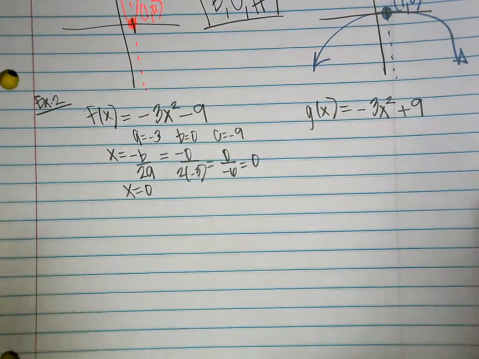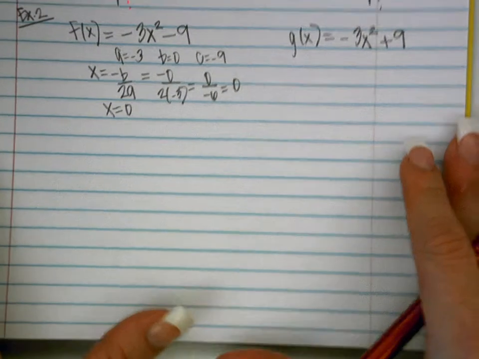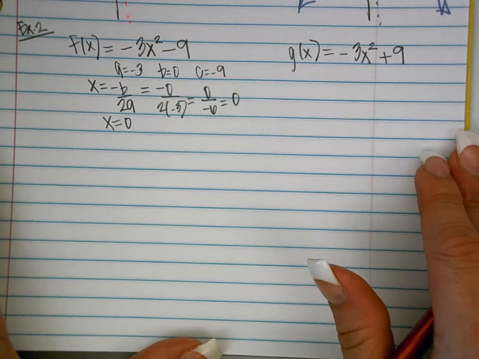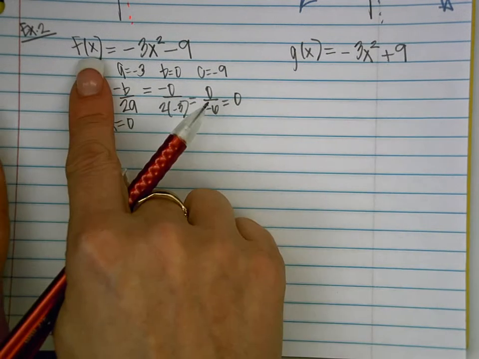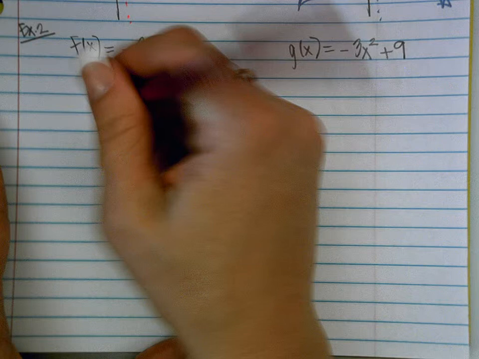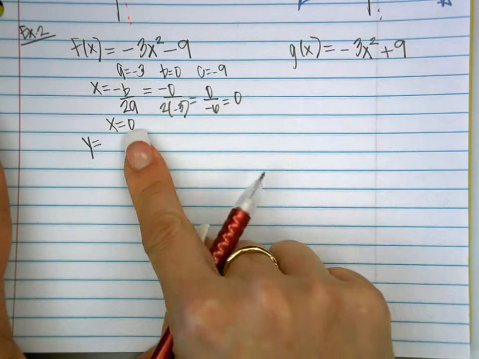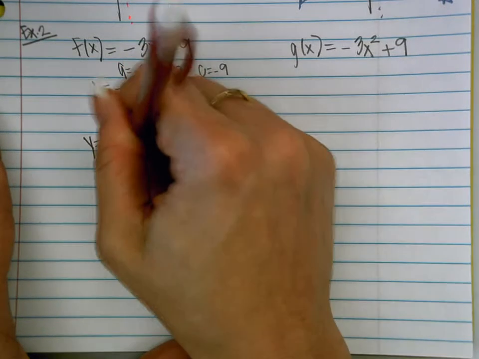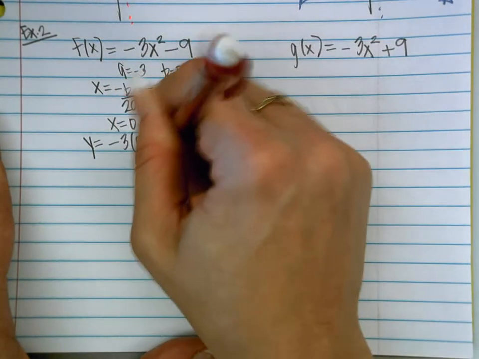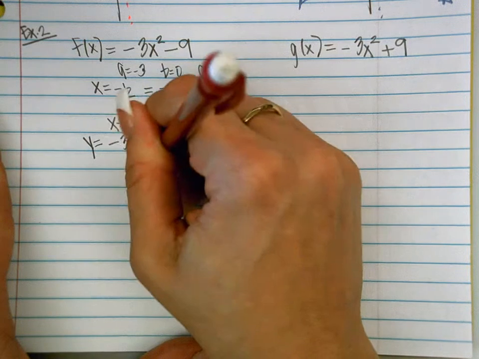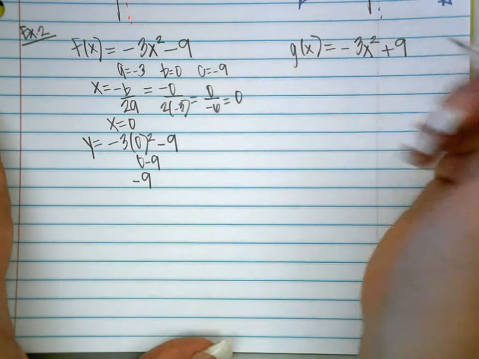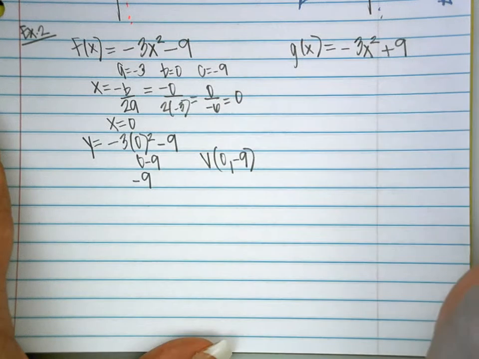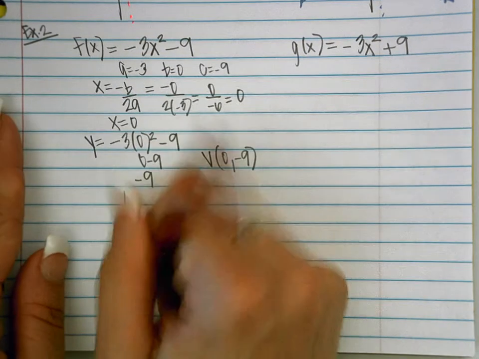How would you find the vertex? How would you get the y value? By plugging things in. So f of x is the same thing as writing y equals. If you plug in 0 for x, you'll get your y value. So negative 3 times 0 squared minus 9. 0 minus 9 would give you a y value of negative 9. So what's your vertex? 0, negative 9. Then you'd graph.